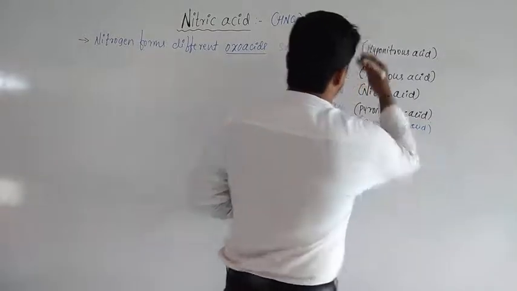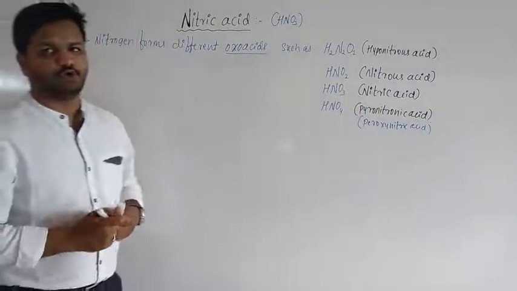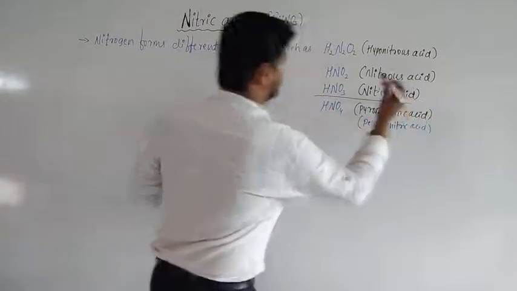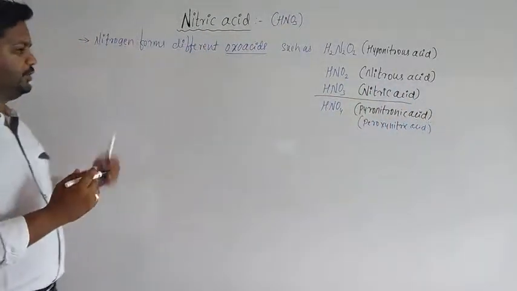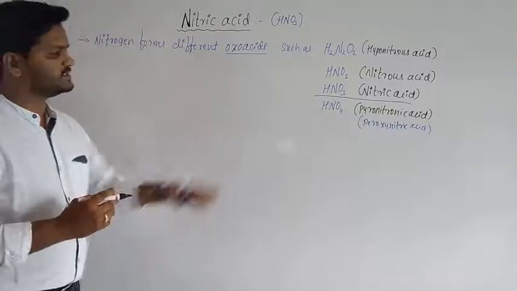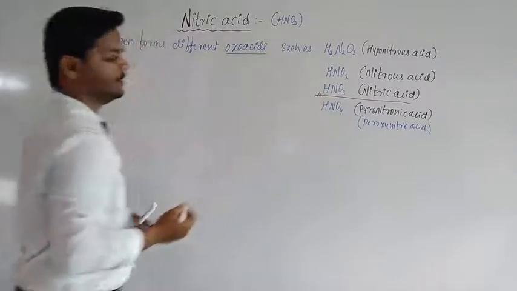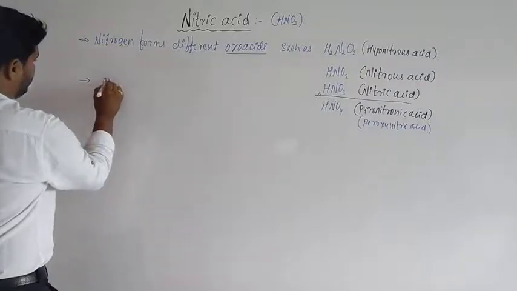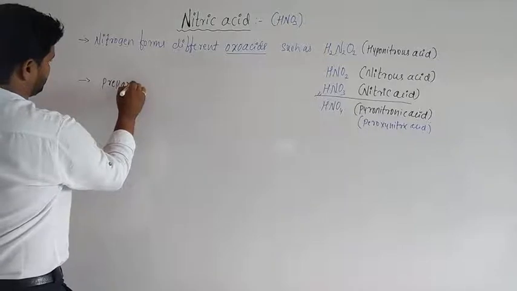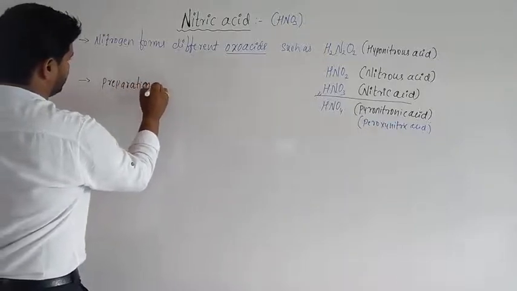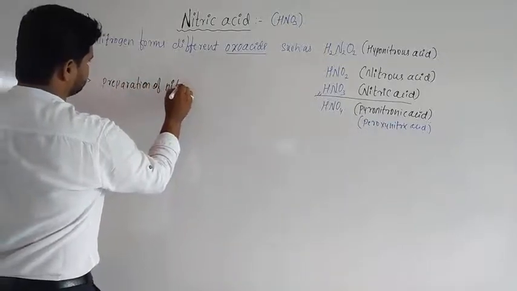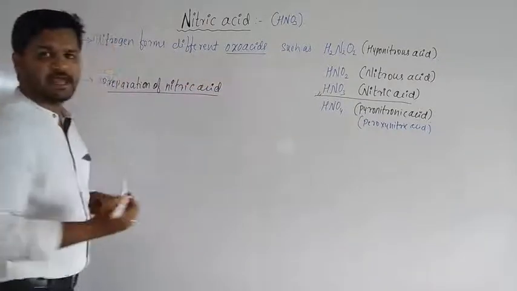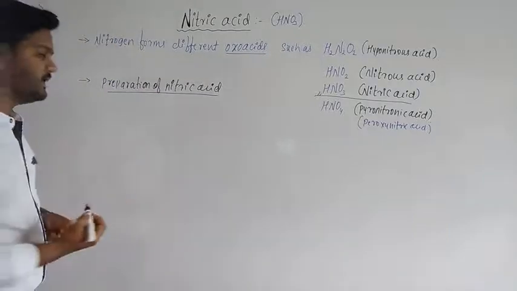So among H2N2O2, HNO2, HNO3 and HNO4, HNO3, nitric acid, is very important, due to its property, its structure and its uses. Okay, students, first one, preparation of nitric acid. In that, first one, laboratory preparation of nitric acid.